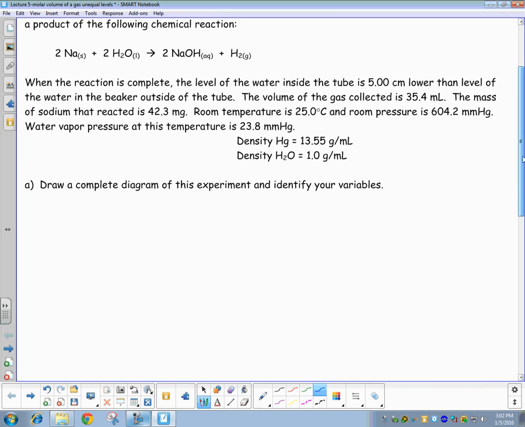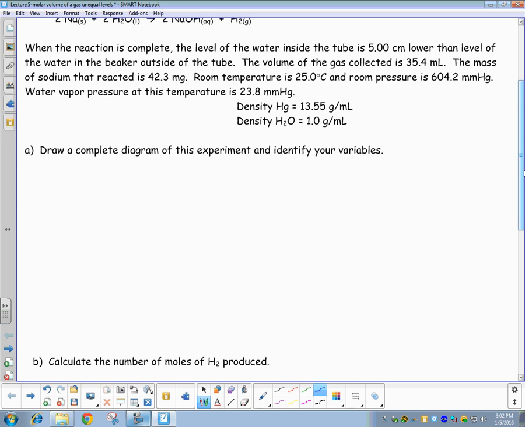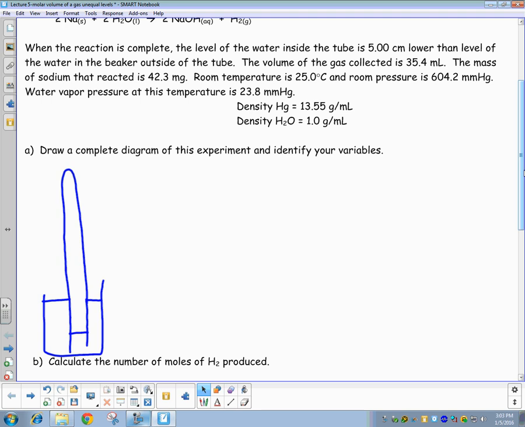We'll start our problem today by drawing a complete diagram. We'll have the gas collection tube, a very long, skinny tube that is placed inside a beaker. That beaker contains a water level, and it's very obvious in the problem that they talk about the water level in the tube is 5 centimeters lower than in the beaker in which the gas collection tube is sitting. So I drew that in red with a couple of lines to show the difference there is 5 centimeters.